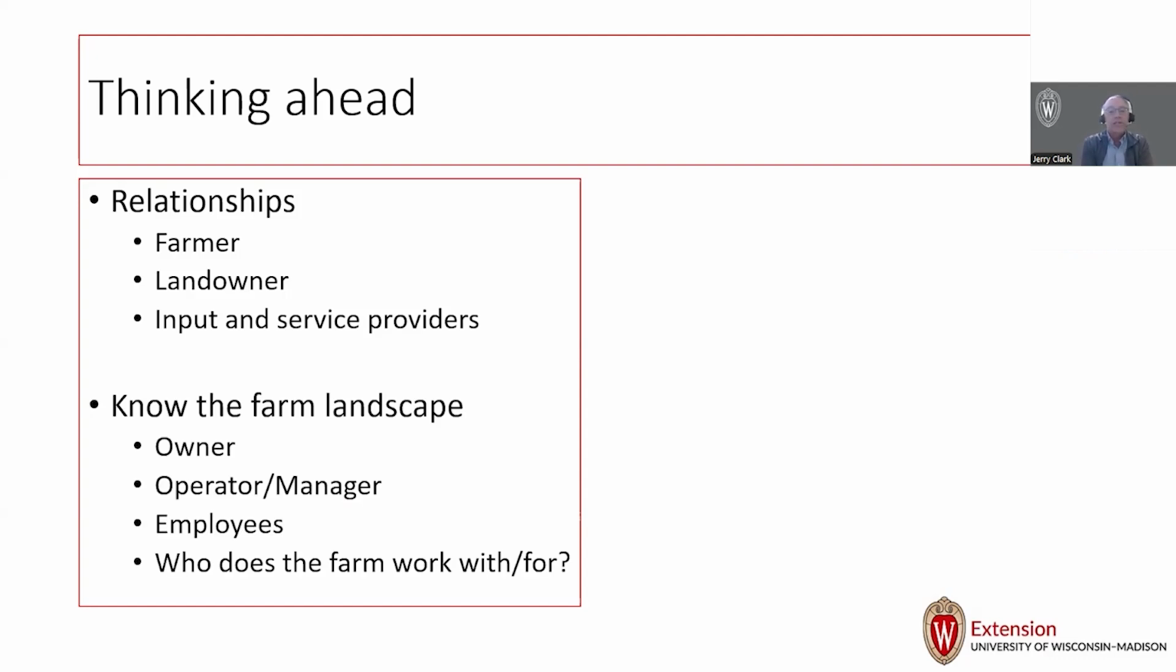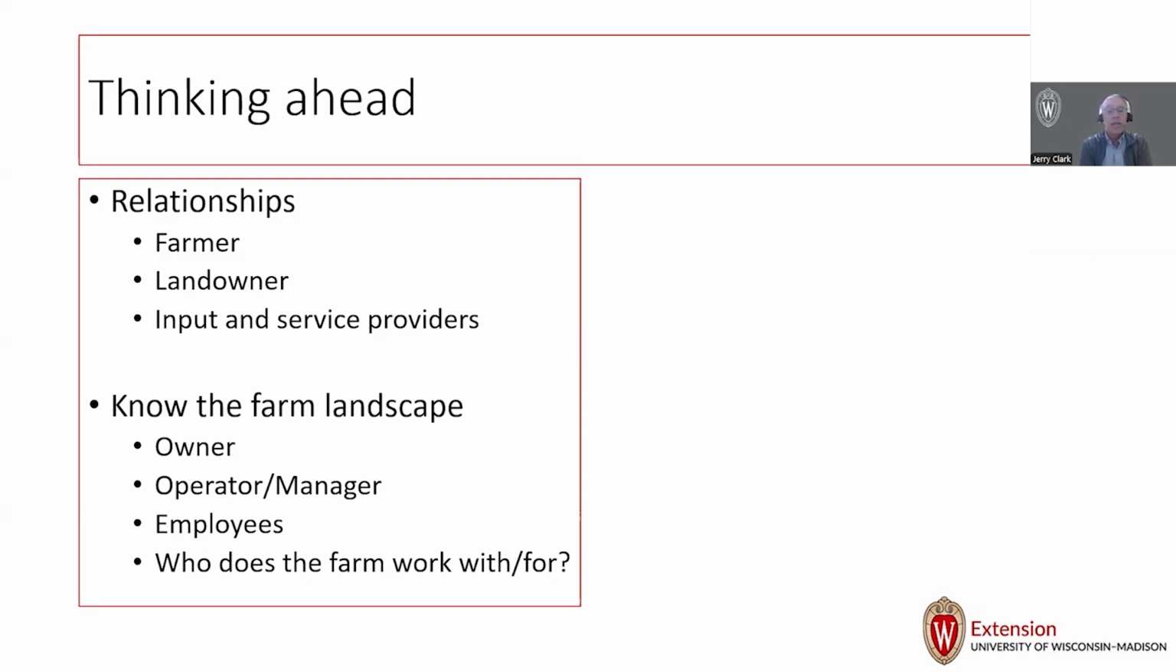Also know that farm landscape. I think knowing the owner: does the owner make all the decisions? Is there an owner operator? Is there an agronomist that's part of this team that you're trying to work with? What about employees? Perhaps there's someone that's going to be running the equipment. So the decision is made by the owner or the operator or a manager, but the person that's going to be doing the applications or helping with tillage or running the planter, you may need to have direct conversation with that employee.